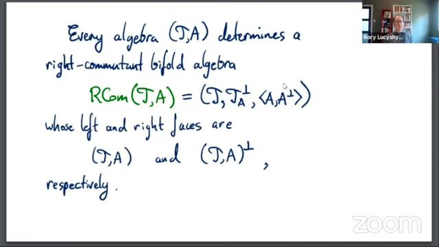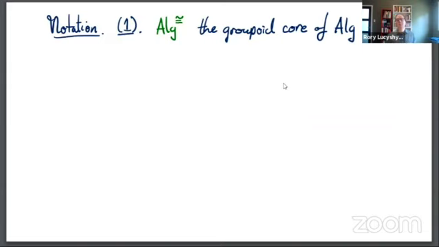The key thing is that the left and right faces of this bifold algebra are T and the commutant of (T, A), and the commutant of (T, A) respectively. And in fact, a bifold algebra is right commutant if and only if it's isomorphic to one of this form. As we've said, right commutant bifold algebras are those whose right face is the commutant of the left face. Okay, we'll actually need some more notation as well.